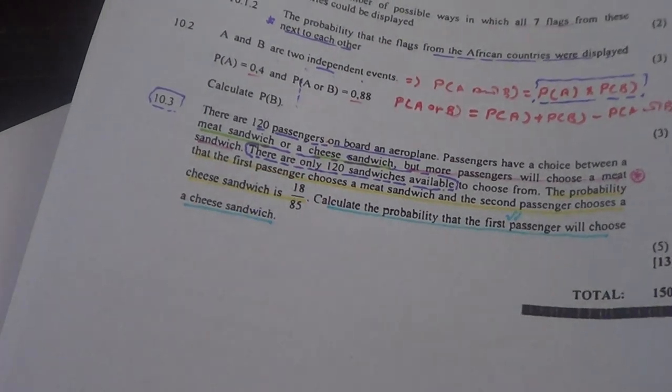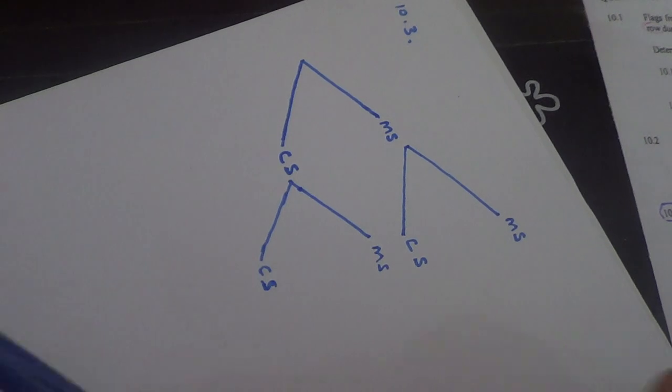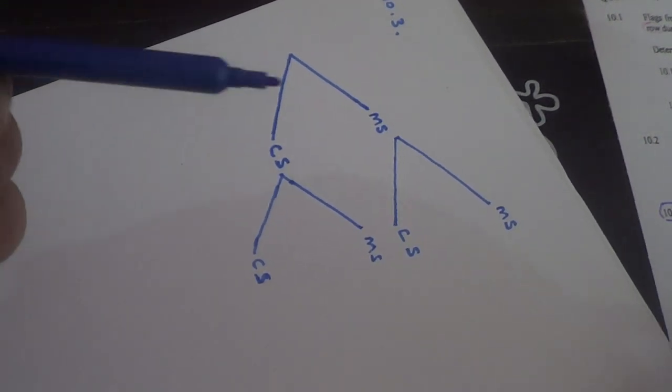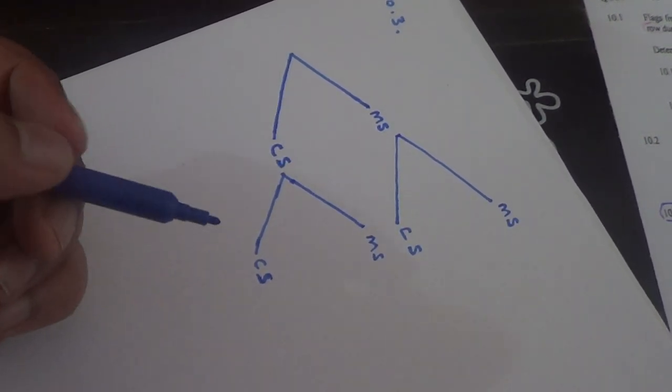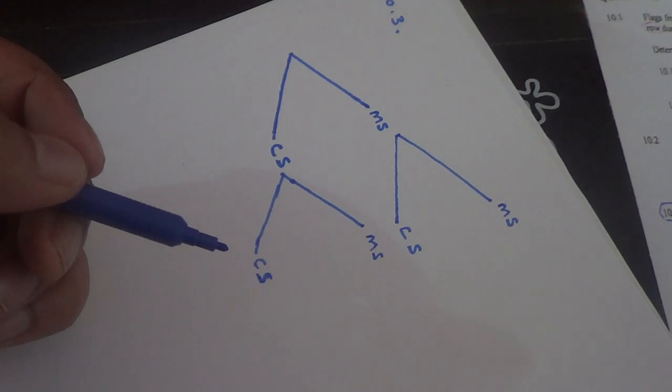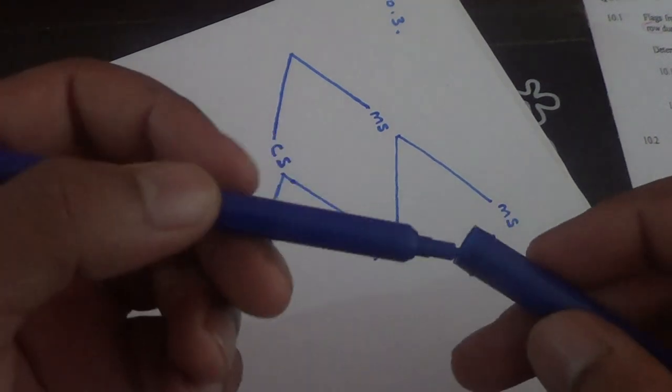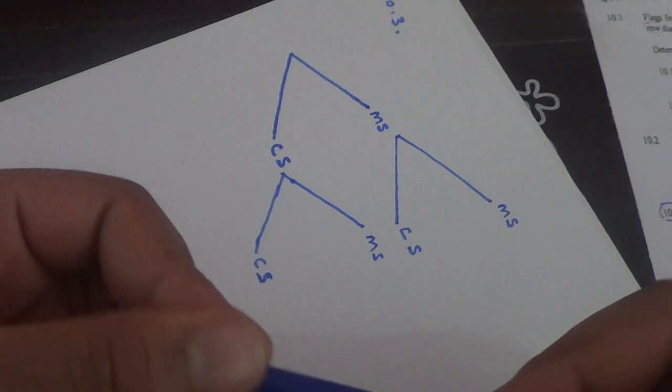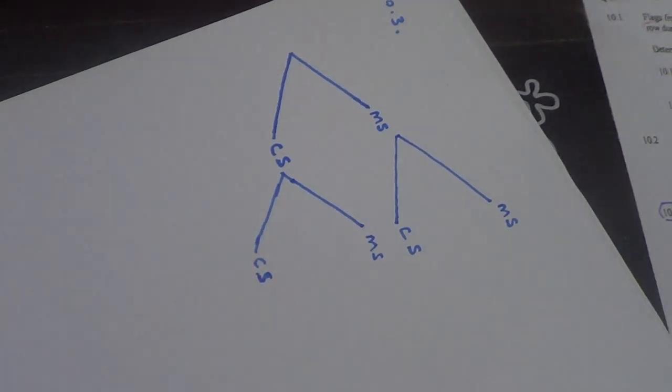So we know that we are looking at two situations. We don't have to worry about all the 150, so we're just zooming in. So now what do we want? We want to know that the first passenger must choose the cheese sandwich. This is a bit situational, I promise you, if you think about it. But let's first work out things on this diagram.